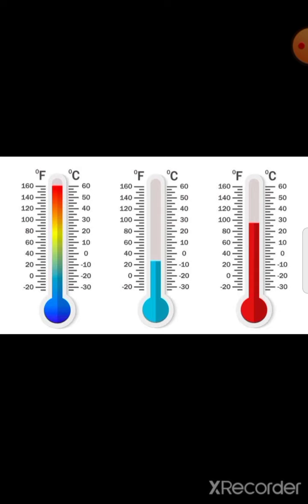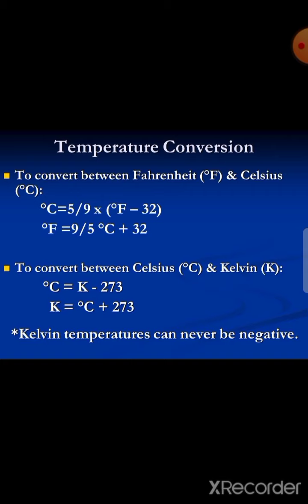The SI unit of temperature is Kelvin. Okay. So in our day-to-day applications, Celsius and Fahrenheit scales are also used. Heat is a scalar quantity. The units of heat are joule, erg, calorie, kilocalorie. Okay, so there are different units. Now, let us see the temperature conversion.